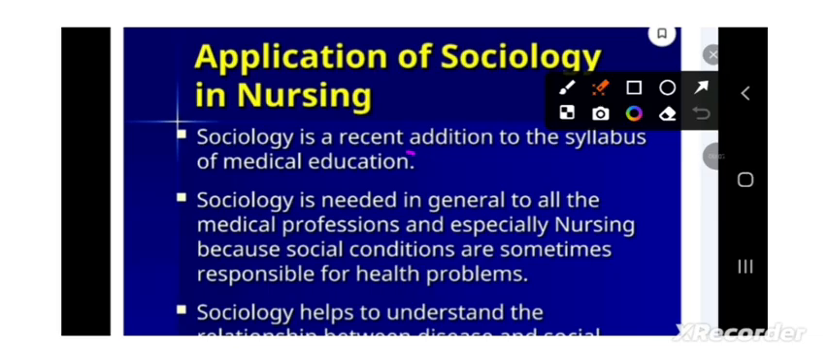Application of sociology in nursing. Sociology is fundamentally the study of human social behavior, society, patterns of social relationship, social interaction, and culture. Its application in nursing is crucial because health and illness are not purely biological phenomena but are deeply rooted in social context. Understanding health and illness in social context.